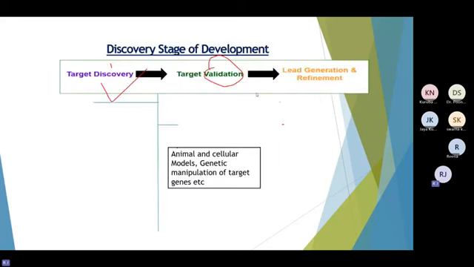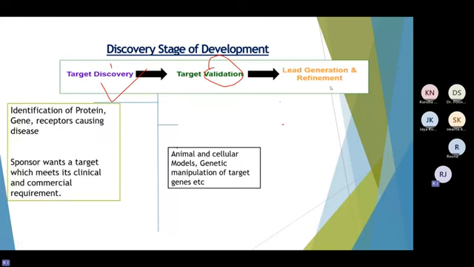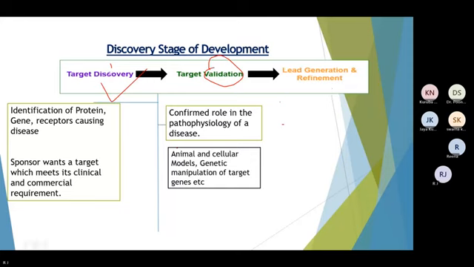In discovery, I said the discovery stage can be divided into three parts: target discovery, then target validation, then lead generation and refinement. In target discovery, we try to identify the protein, gene, or receptor which is causing that particular illness. Okay. In target validation, what do we do? We confirm whatever we have identified in target discovery. The third stage is lead generation and refinement.